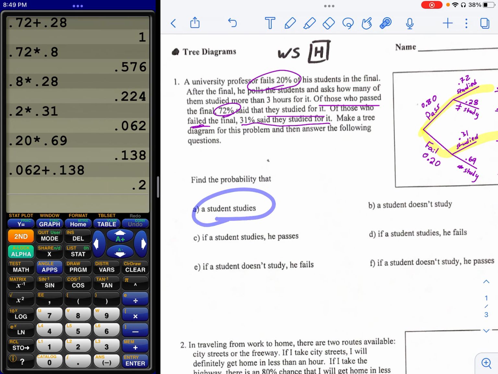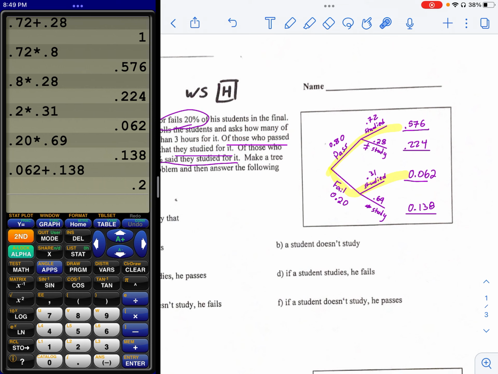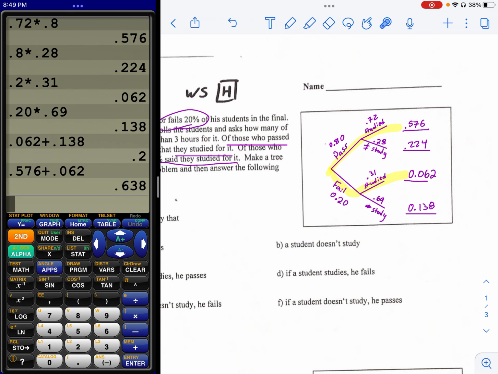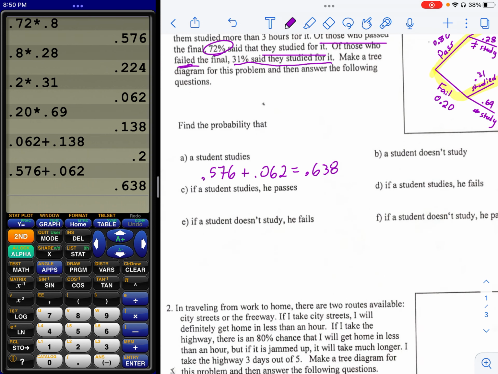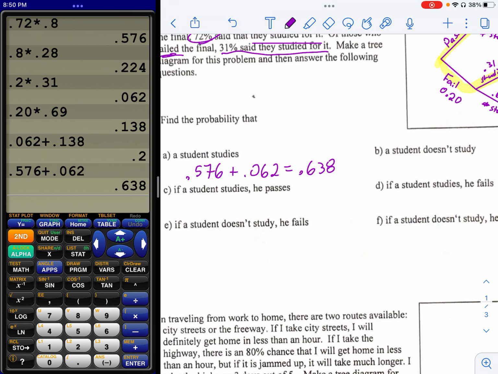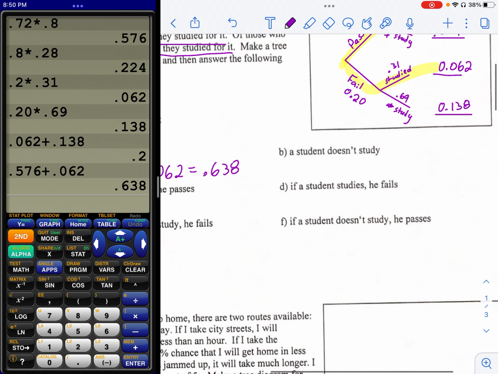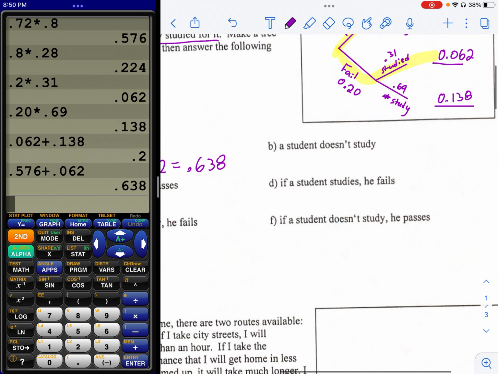All right, so how many students studied? Well, that would be the two yellow branches. These kids studied and they passed. These kids studied and they failed. So we add those up. 0.576 plus 0.062 is 0.638. So looks like only about 2/3 of his kids studied.